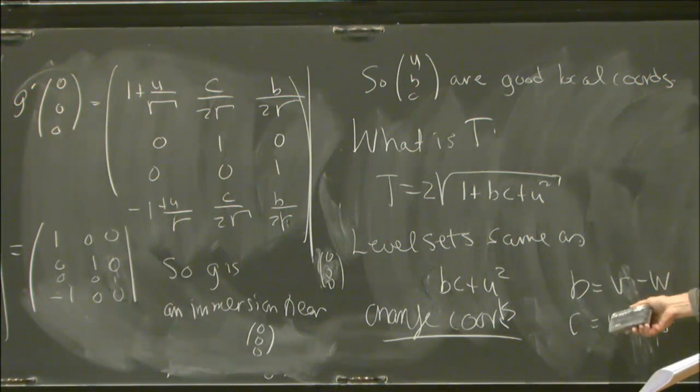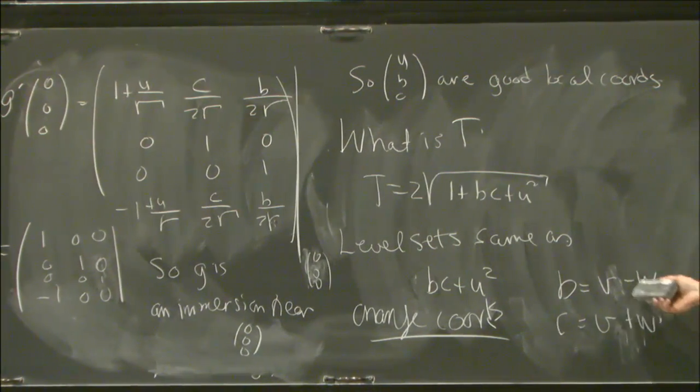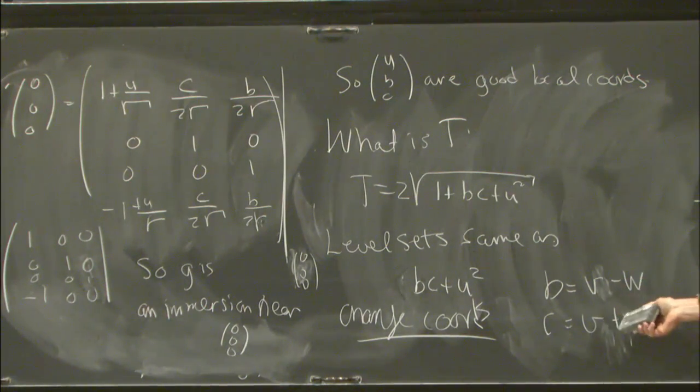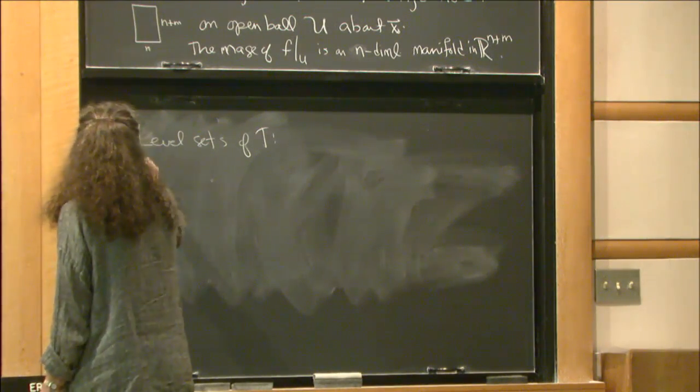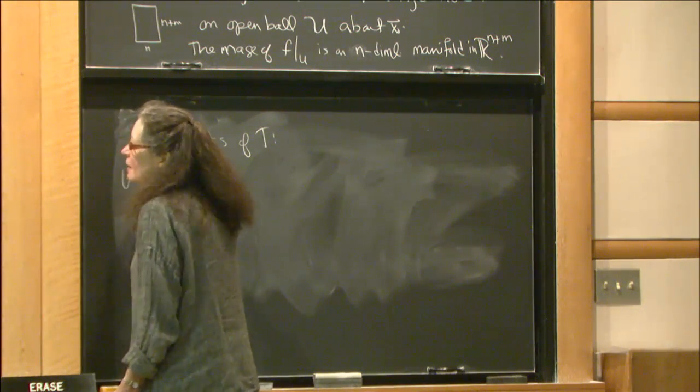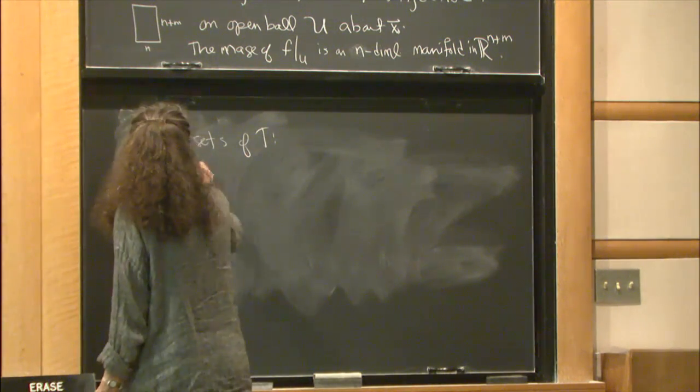So I'm exchanging b and c for v and w, so we just need the rank of this matrix to be 2, which it is, you can check. And so what do we have now? What are the level sets? Since bc is v squared minus w squared, the level sets of trace are given by v squared minus w squared plus u squared equals constant.